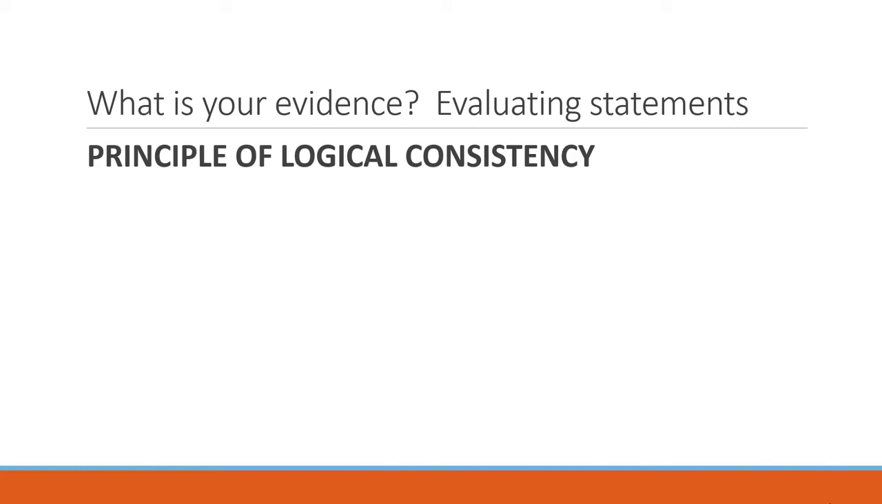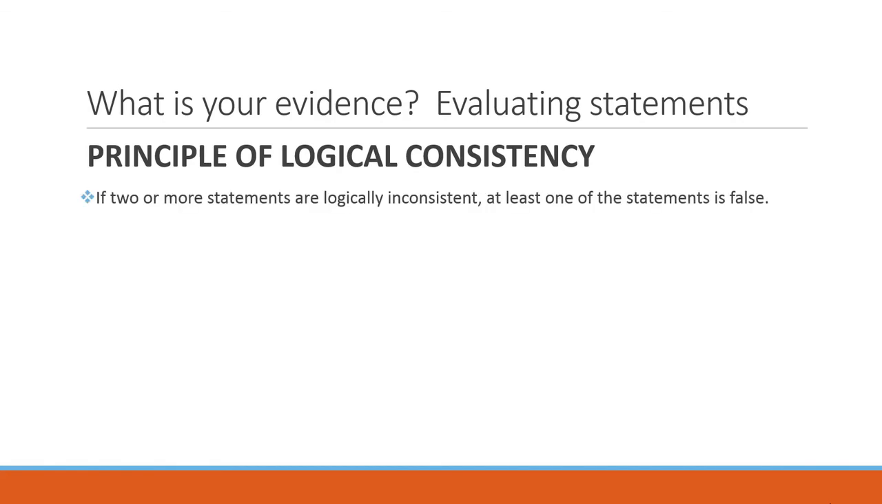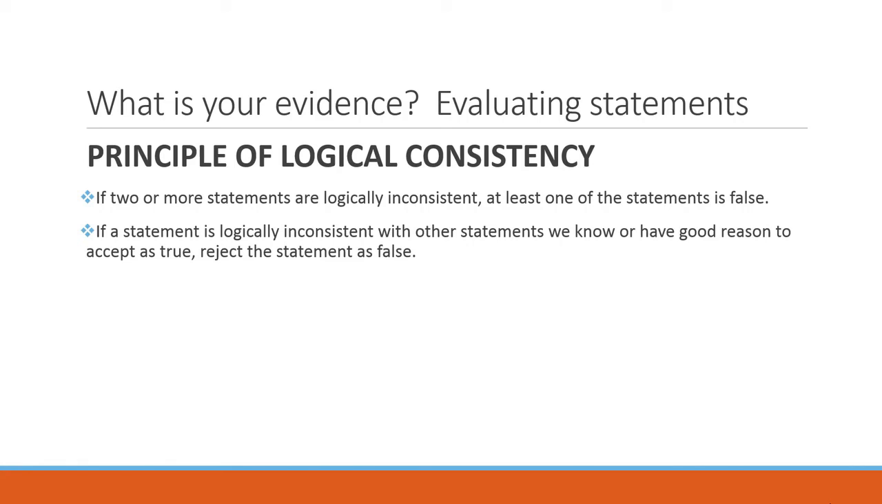The principle of logical consistency tells us if two or more statements are logically inconsistent, at least one of them is false. They could all be false, but at least one of them is false. If a statement is logically inconsistent with other statements we know or have good reason to accept as true, then we should reject the first statement as false. So if we have a statement and it is logically inconsistent with other statements that we have good reasons to believe, then we should reject the original statement.